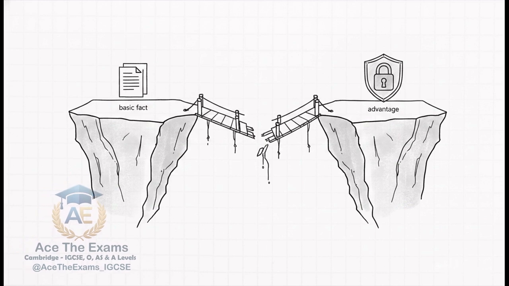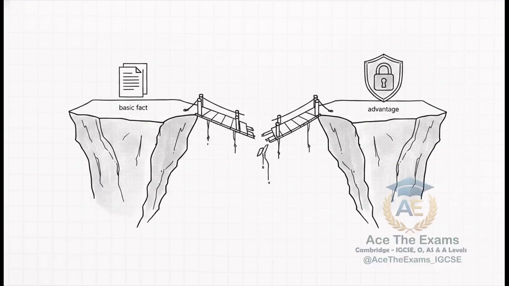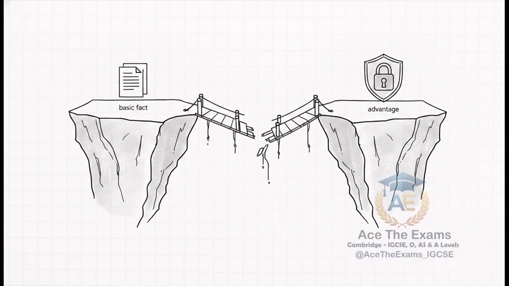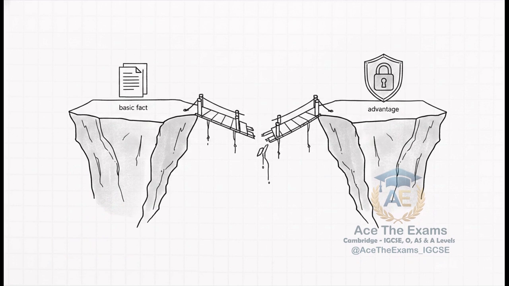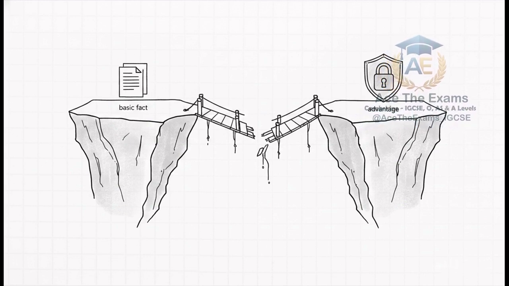The student has identified a basic fact, creating digital files, and they've stated an advantage, secure systems. But there is absolutely zero connective tissue between the two. Stating an advantage with no underlying reason or technical justification loses marks every single time. To fix this, you must explain why it's an advantage.